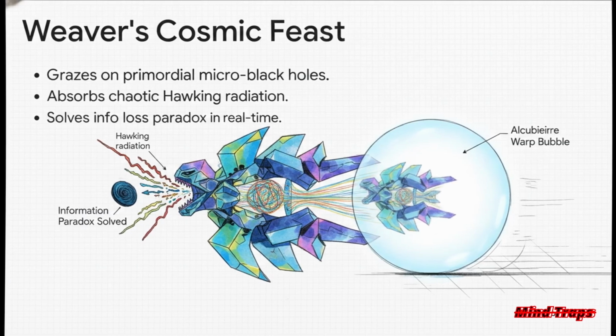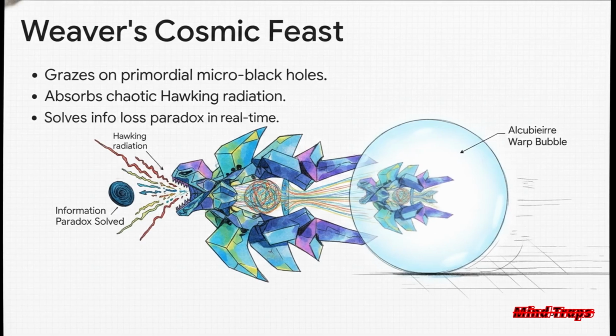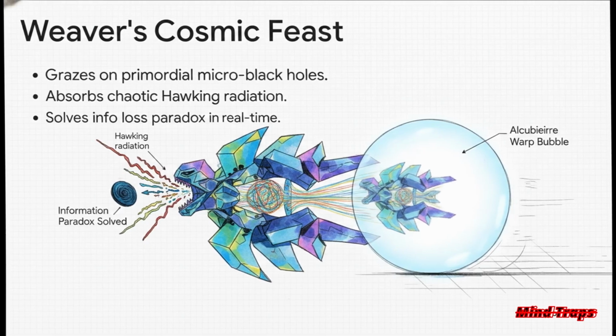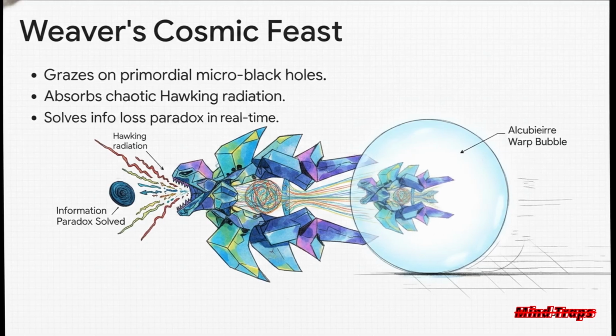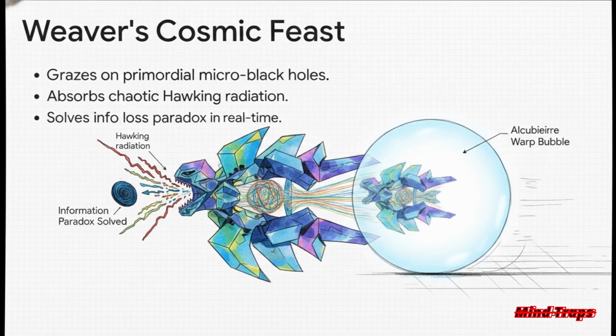But the craziest part? It then excretes an Alcubierre warp bubble, sliding right into this newly created metric to travel across space. As Elena realizes, this creature literally eats chaos and excretes geography.